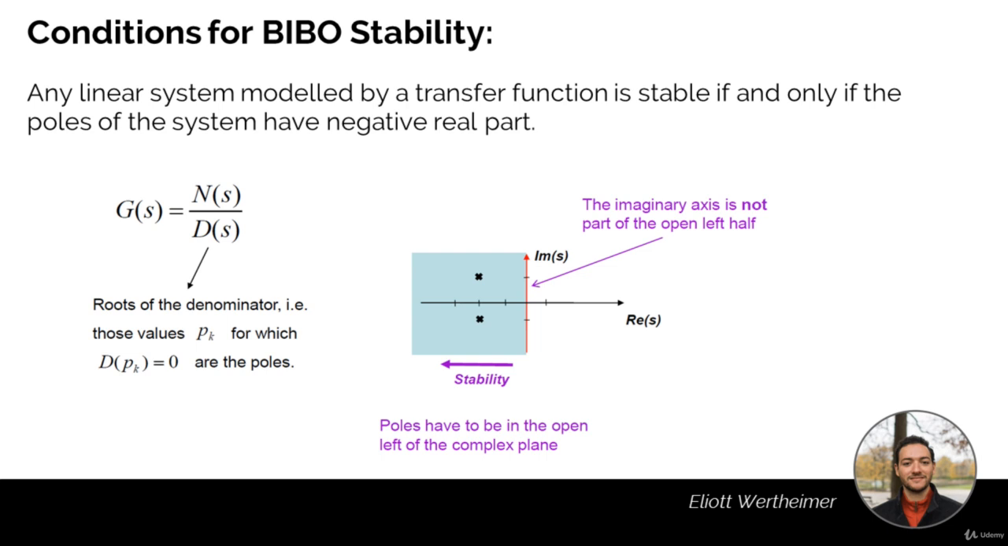To give you an example, if you have roots of minus 1 plus 3j and minus 1 minus 3j, then because the real part of that number, which is minus 1, is on the left of the imaginary axis, because it is negative, the system is stable. However, if this minus 1 became a positive one, then the system would be unstable.